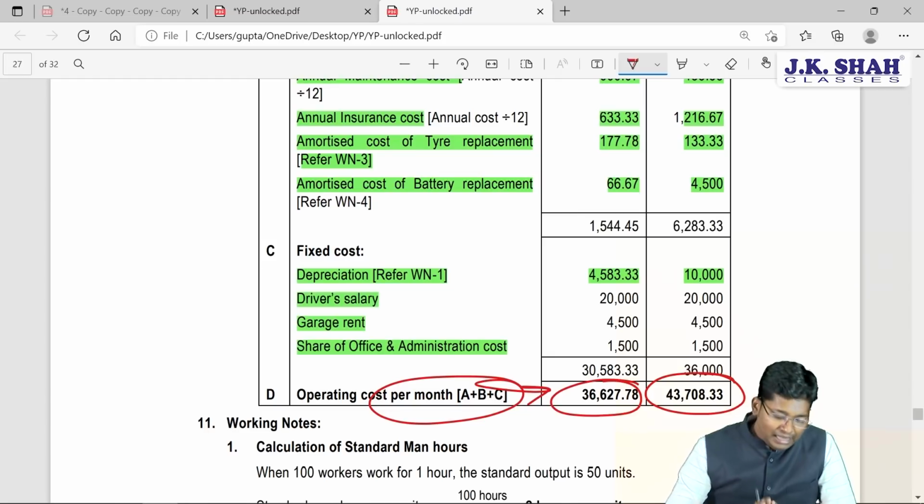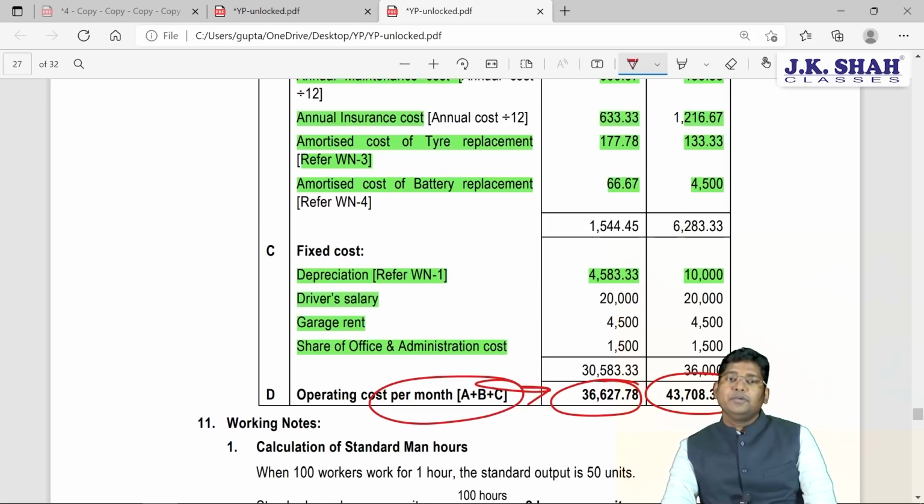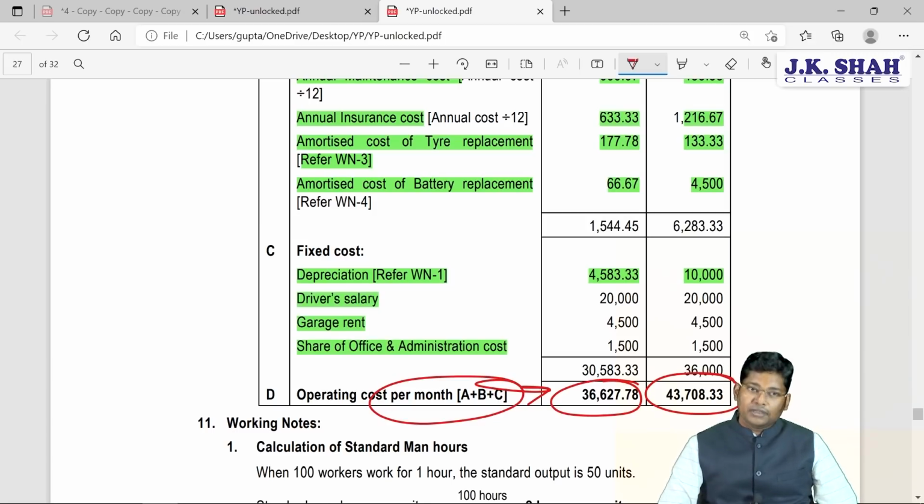Now, like service costing, there is one more very important chapter covered in your syllabus, which is called standard costing. Hope you remember.